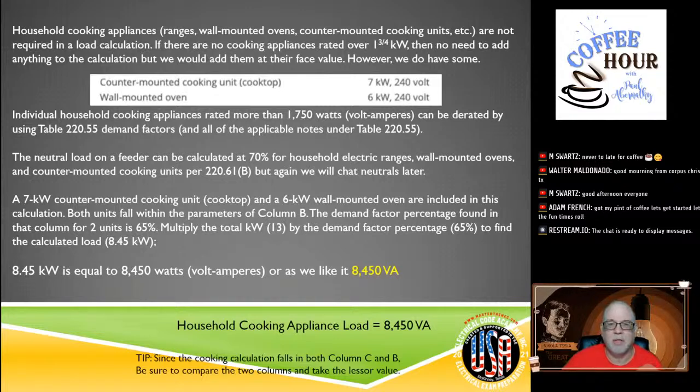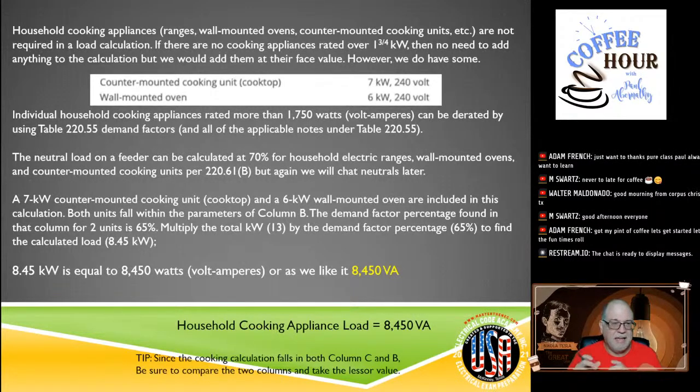All right, so what do we got here? We've got a 7 kW cooktop, and we've got a 6 kW wall-mounted oven. So a 7 kW counter-mounted cooking unit and a 6 kW wall-mounted oven are included in this calculation. Both fall within what? So let's go to Table 220.55. I'll read you the heading of this table because this is important. It says, demand factors for loads for household electric ranges, wall-mounted ovens, counter-mounted cooking units, and other household cooking appliances that are over 1¾ kW rating. And then you've got the parentheses here. It says, column C to be used in all cases, except as otherwise permitted in Note 3. So if Note 3 doesn't apply to your situation, then you always use column C. Simple, right?